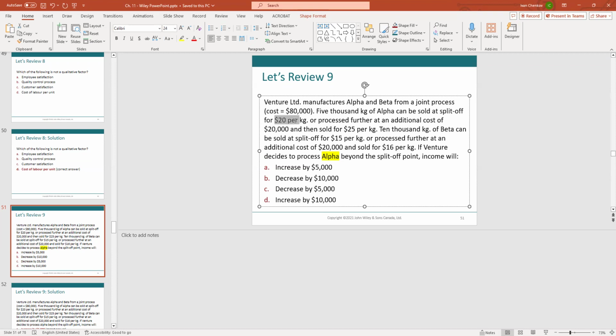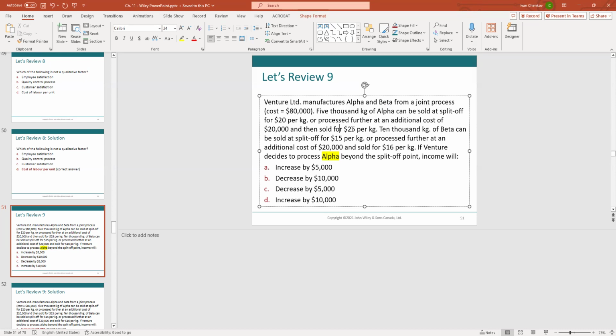So currently I'm selling for $20 per kilogram. If I go further, I'm going to sell it for $25 per kilogram. How much more per kilogram am I going to generate? $5 per kilogram. Now let's see how much it's going to cost me per kilogram to get those $5. It's going to cost me in total 20,000.